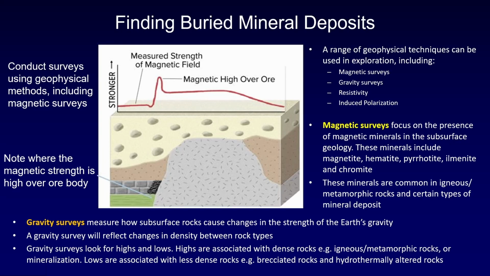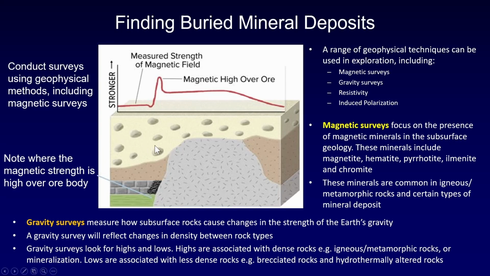So in the case of magnetic surveys, what they do is they focus on the presence of magnetic minerals in the subsurface geology. So certain minerals like magnetite, hematite, pyrrhotite, ilmenite, and chromite have a slight magnetic signature. And so the presence of them in your rock is going to affect the magnetic signal of your area. And these minerals are common in igneous and metamorphic rock types and certain types of mineral deposit.